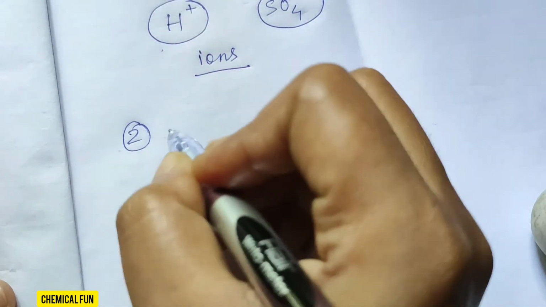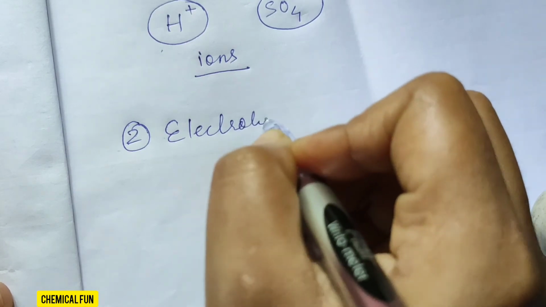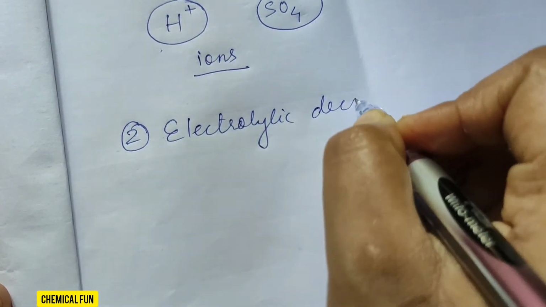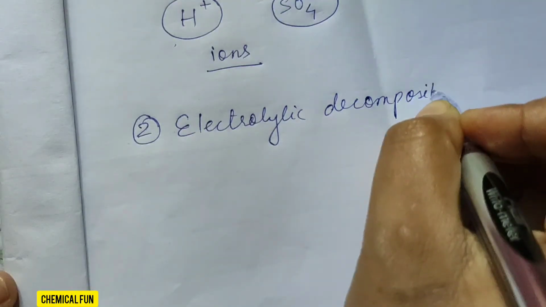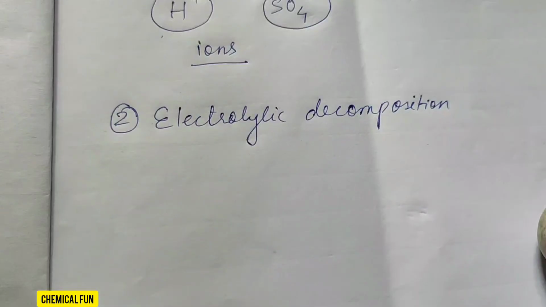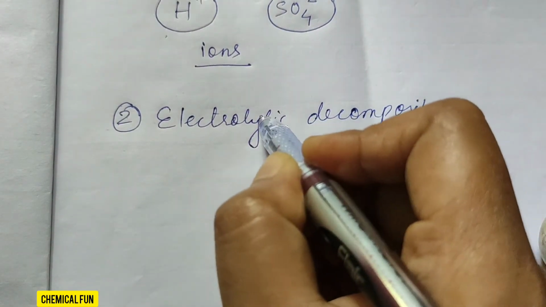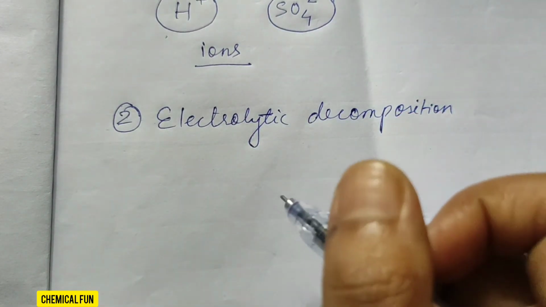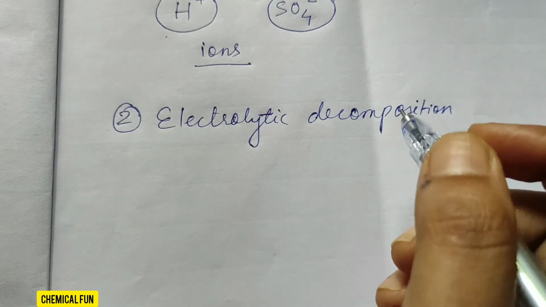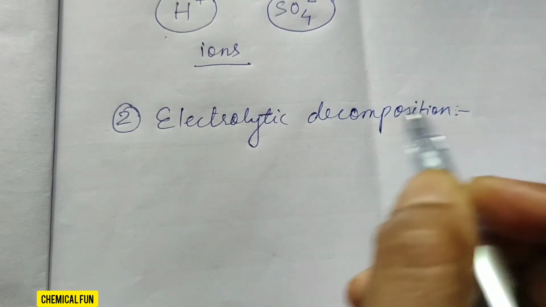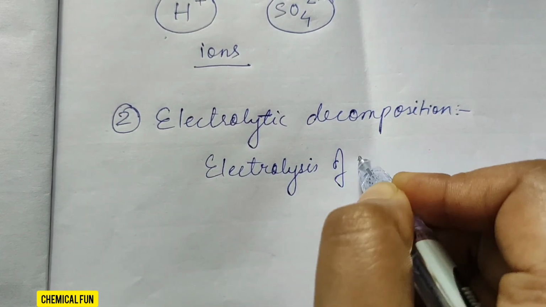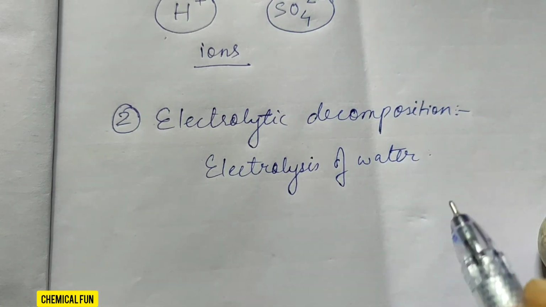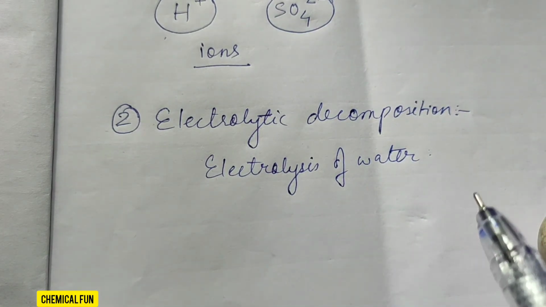So the second type is electrolytic decomposition reaction. Okay, what is electrolytic decomposition? Sorry, I have not given this here. So we saw that the example is electrolysis of water. Electrolysis of water is an example of electrolytic decomposition reaction.